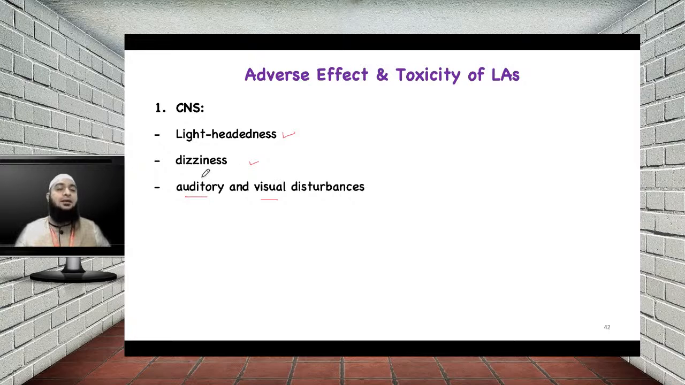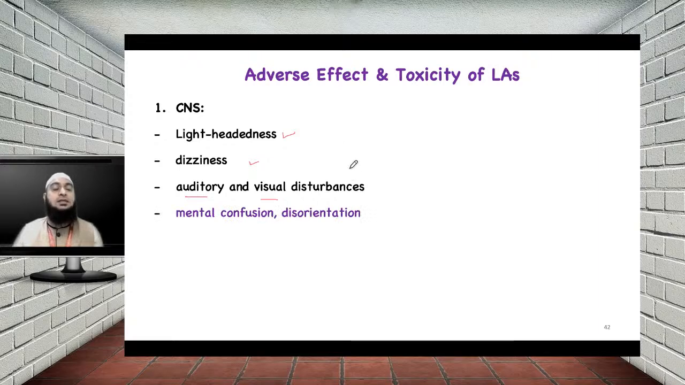And due to that, there is a problem in auditory function, that is the function related to hearing. You are not able to properly hear things, so there is auditory disturbance. And with visual disturbance, you are not able to properly visualize things. You are not able to see things the way you see in the normal condition. Okay, so there is auditory and visual disturbance. So these are the initial symptoms.